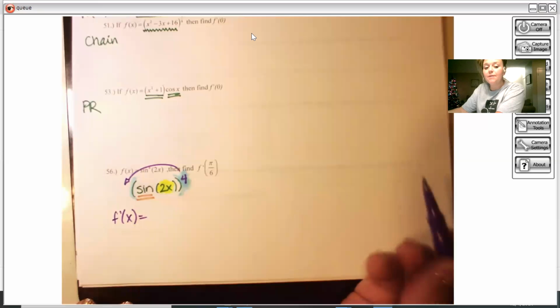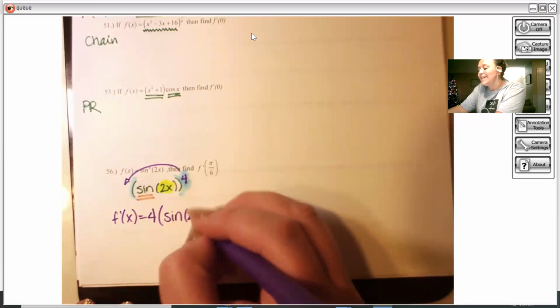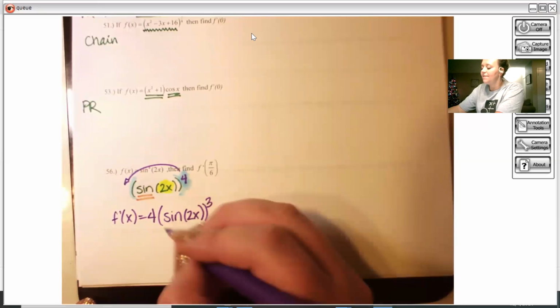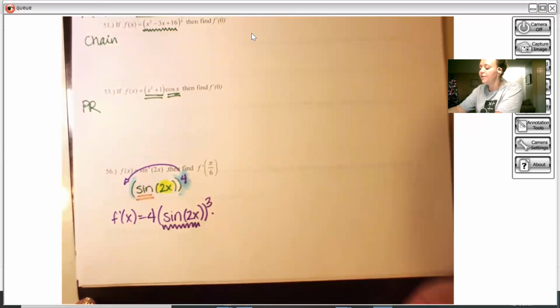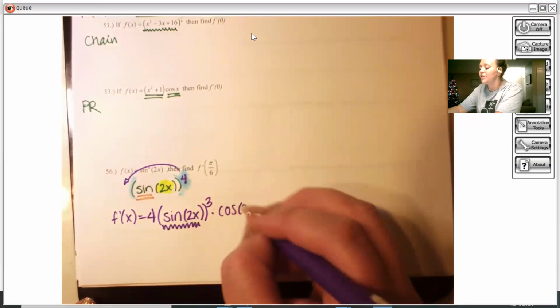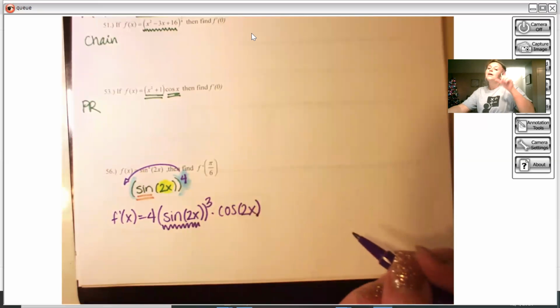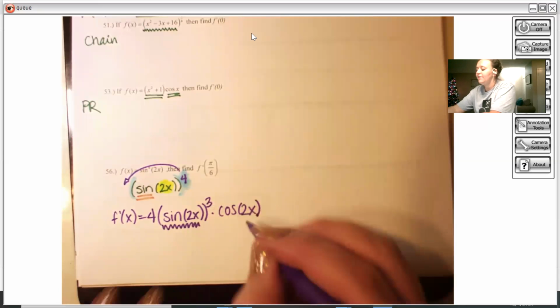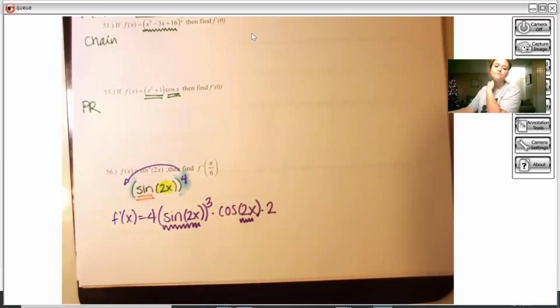So my 4 is going to come down to the front. And then my sine of 2x stays exactly the same, but I power it down. And then I multiply by its derivative. Derivative of sine 2x is cosine 2x. Keep the 2x exactly the same, but then multiply by its derivative. So the derivative of 2x is an extra times 2.